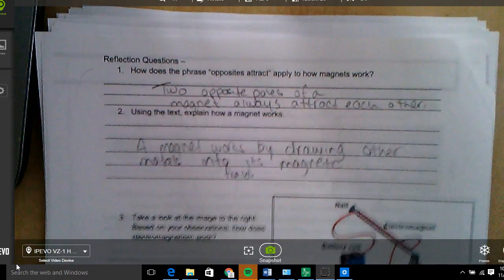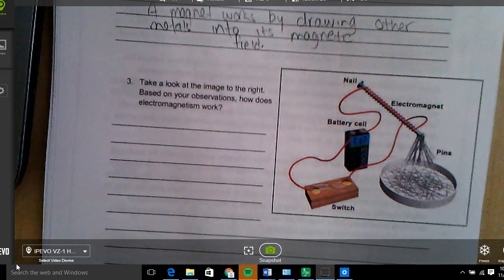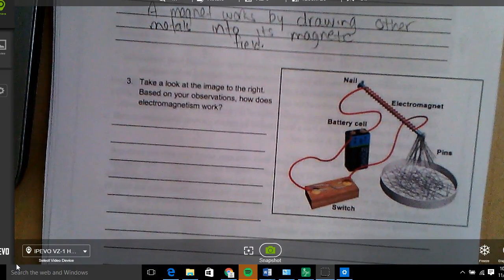Okay? Now, based on what you just said, let's talk about electromagnetism. This picture is an example of it. Take a look at the image to the right. Based on your observations, how does electromagnetism work? Imani, you'll go right after Ramaya. Jose?